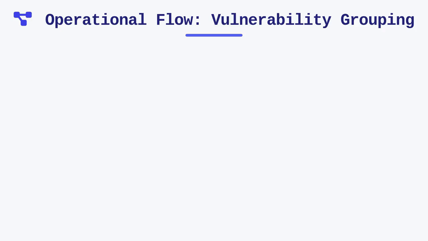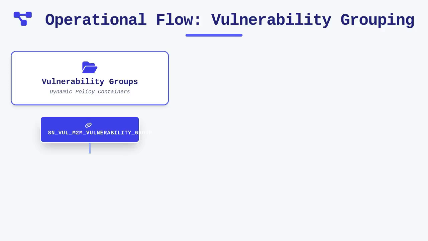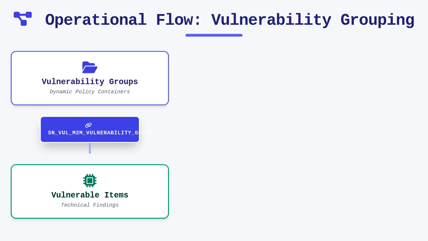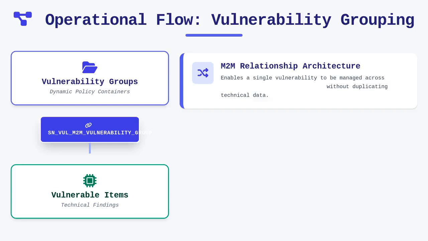At the heart of the operational flow lies the relationship established by the SN_VUEUM2M vulnerability_group table, which acts as the joint entity between vulnerability groups and individual vulnerable items. This many-to-many relationship is critical because it allows a single vulnerability to be managed across multiple organizational contexts or remediation campaigns without duplicating the underlying technical finding.